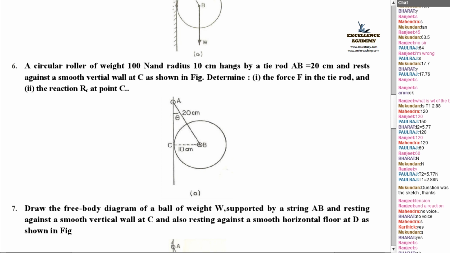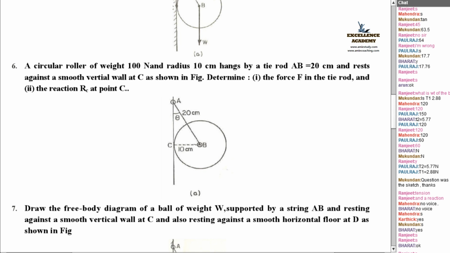So here you have to draw the free body diagram. This is just what we drew now, but somewhat the data are given indirectly. Can you find out the force F in the tie rod and also the reaction?